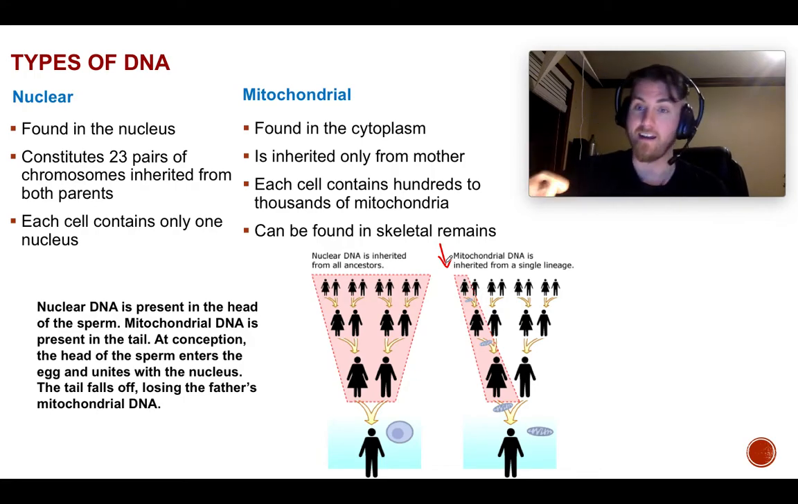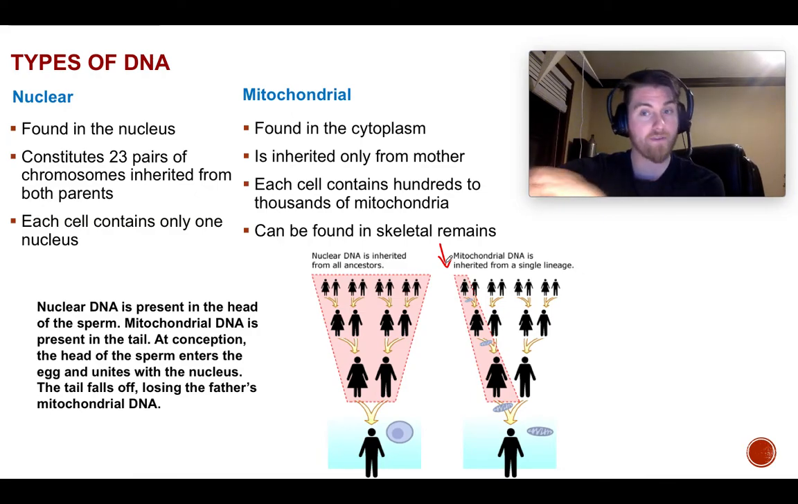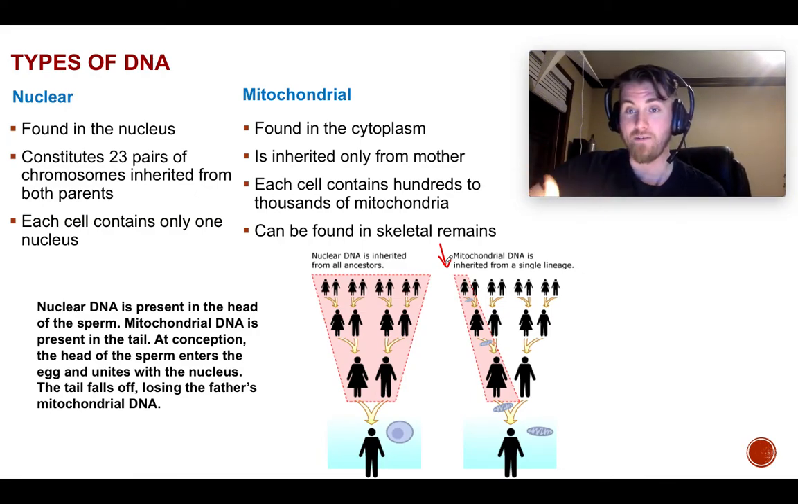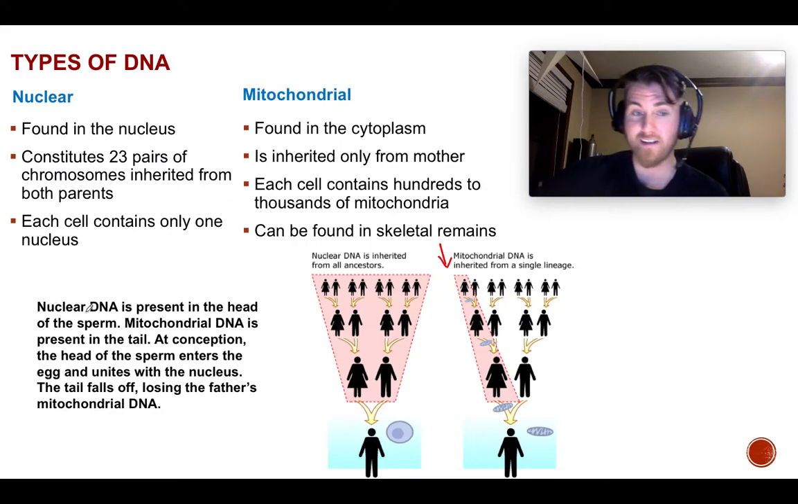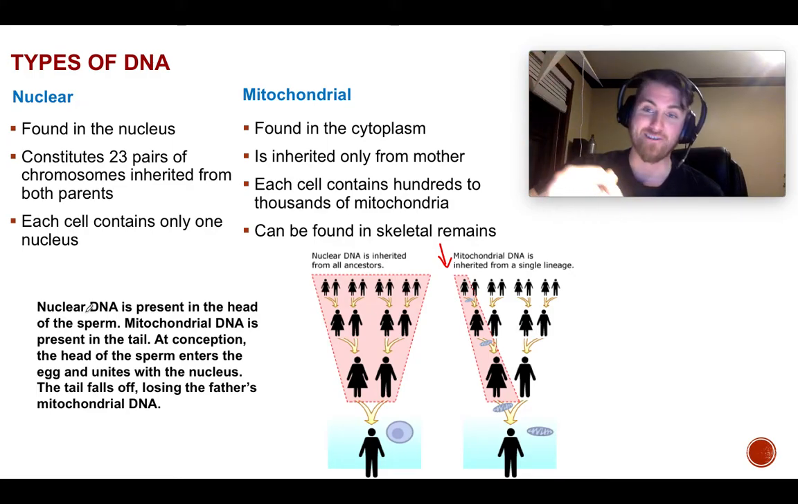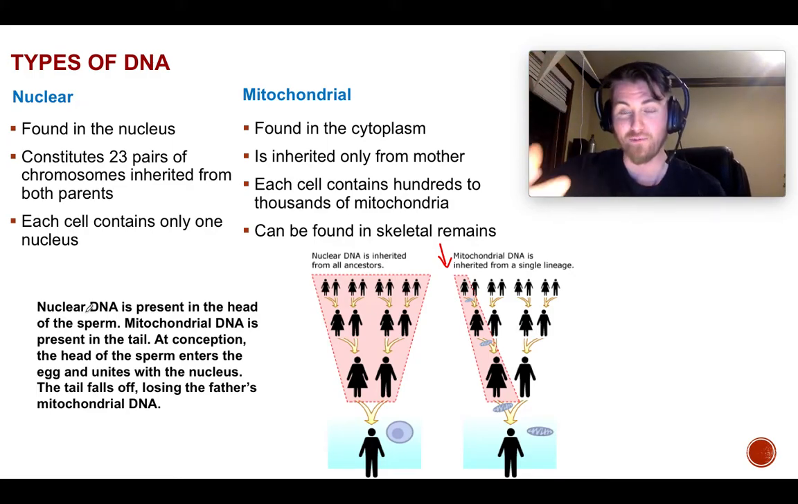Mitochondrial DNA and nuclear DNA can be used in different applications, depending on what type of DNA you are going to test for. Now, I was like, why in the world are there two different types of DNA? I only ever thought of one type of DNA whenever I was learning it. But I did some research, and the nuclear DNA is present on the head of the sperm, and the mitochondrial DNA is present in the tail of the sperm. So whenever the sperm enters the egg, the sperm loses its tail, and therefore you've lost the father's mitochondrial DNA. It's really, really fascinating how this works, but this is the main idea.